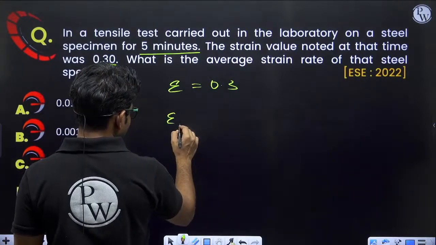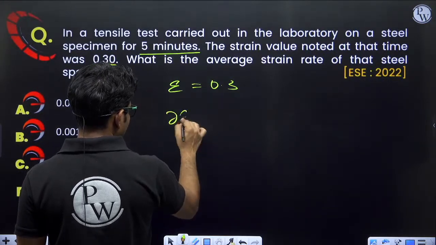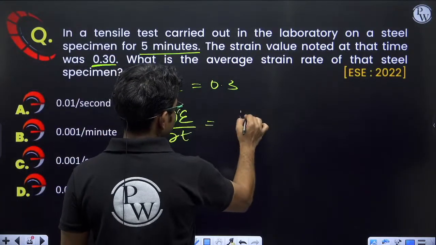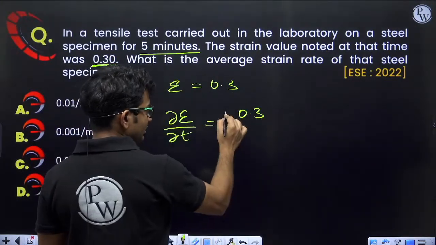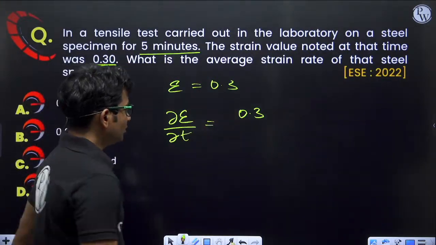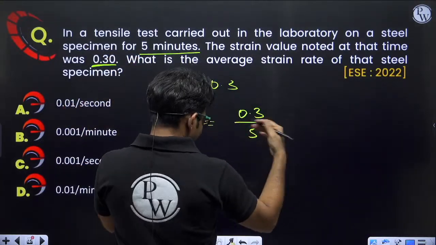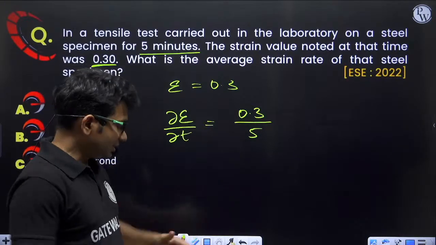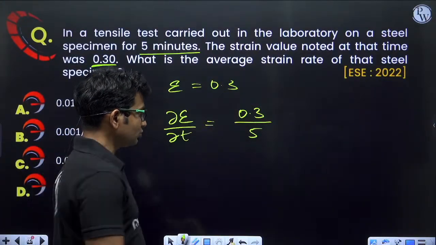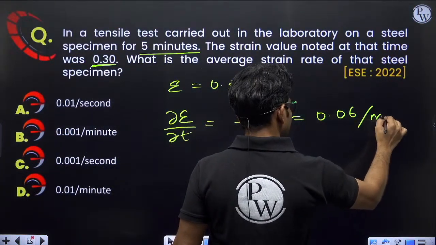So strain rate, that means del epsilon by del t, rate of change of strain. So that will be the change in strain. Initial strain was 0 and after the test strain is 0.3. Then time, how much time? For 5 minutes. So if I calculate the strain per unit minute, I'll be getting 0.3 by 5. That means I'll be getting 0.06. So it will be 0.06 per minute.